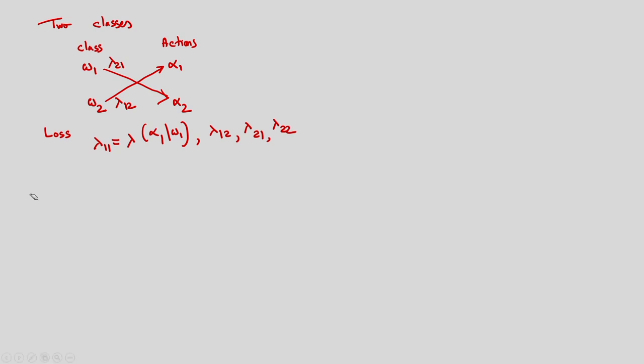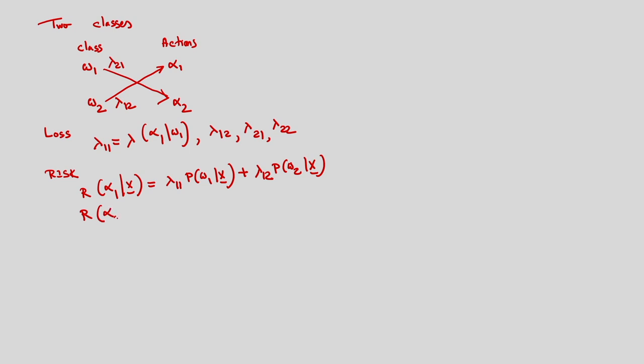So after determining these losses, I can determine the risks. So how to determine the risks? The risk of action alpha 1 given x, where x is the Fisher vector, is lambda 1 1 probability of omega 1 given x plus lambda 1 2 probability of omega 2 given x. I can consider the risk like this. And another risk I can determine is for the action alpha 2. So risk alpha 2 given x is lambda 2 1 probability of omega 1 given x plus lambda 2 2 probability of omega 2 given x. So this risk also we can determine.